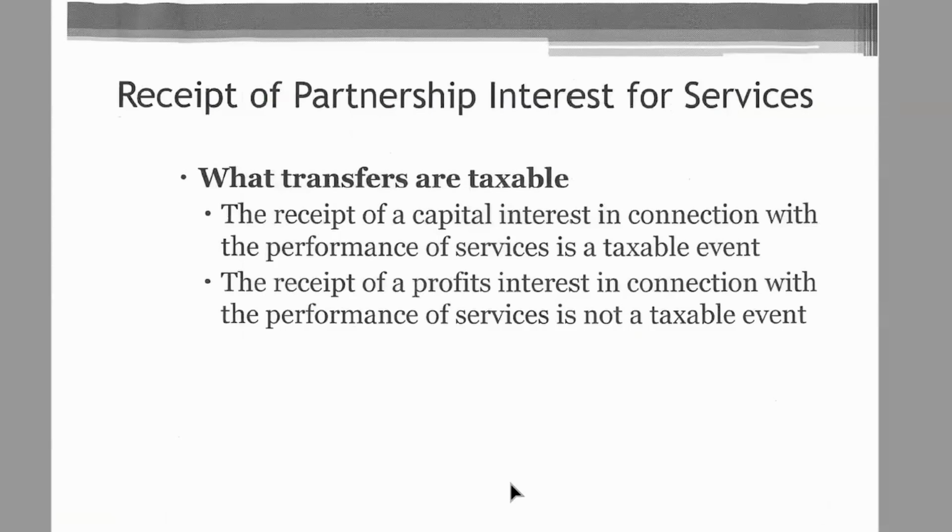When it's taxable, when it's for services, profits interest in connection with performance of services is not a taxable event. And that probably should say in exchange for future services. That would be my guess. Hoffman, do you know what you meant by that?